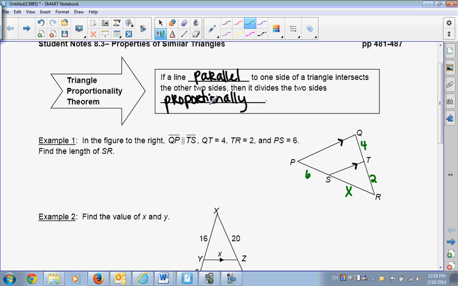So all this is saying is that if we have the 2 lines that are parallel, which we do, then it divides the 2 sides proportionally. So 4 and 2 and 6 and X are proportional. So all you have to do is set up a proportion. 4 over 2 equals 6 over X. Now you could also do 6 over 4 equals X over 2.